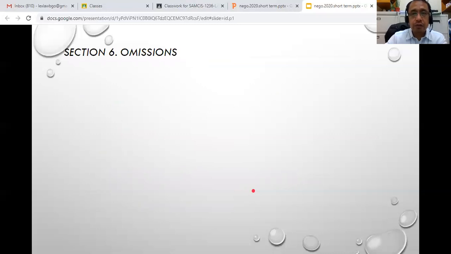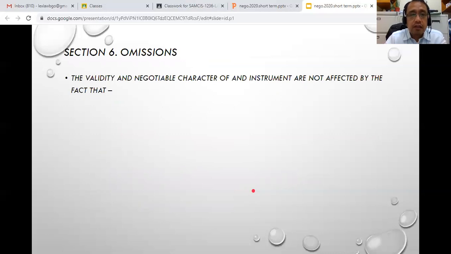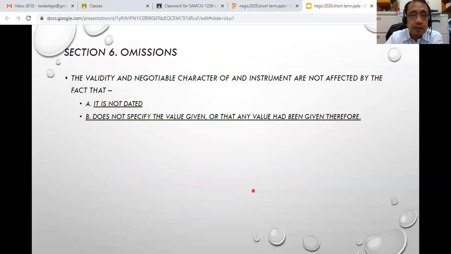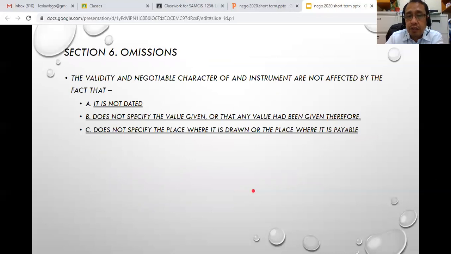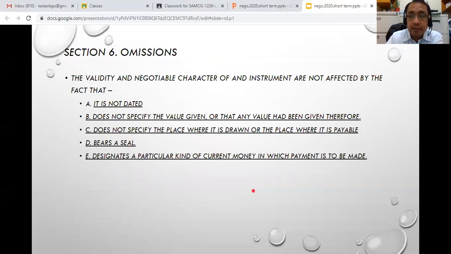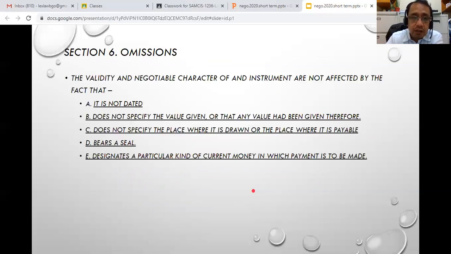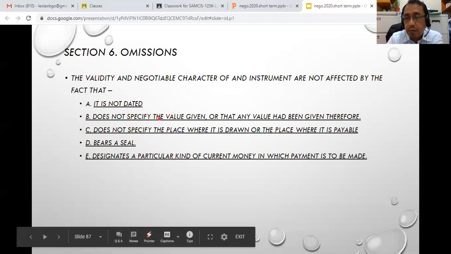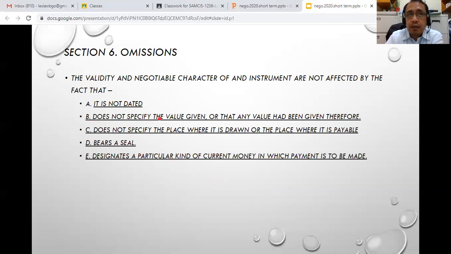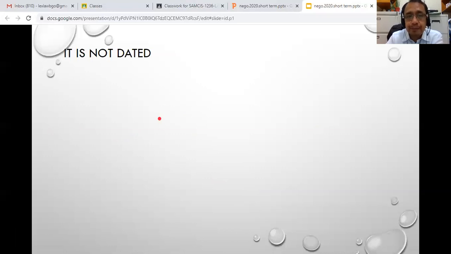Section 6, omissions. So if the previous one was an addition, this one is a subtraction from the instrument. The validity and negotiable character of the instrument is not affected by the fact that, first, it is not dated; second, it does not specify the value given or that any value has been given therefor; third, it does not specify the place where it is drawn or the place where it is payable; and fourth, it bears a seal and designates a particular kind of current money in which the instrument is to be paid. The first situation, when it's not dated, we have made an ample discussion on that when we were still discussing determinable future time. Okay?